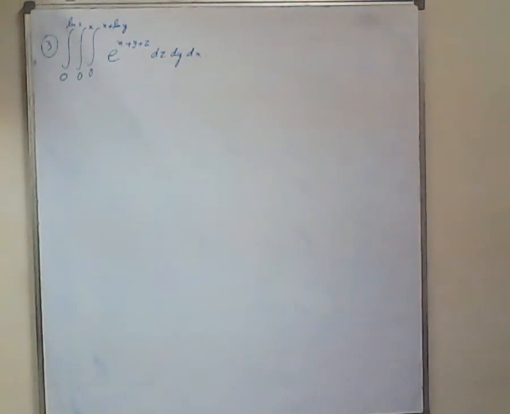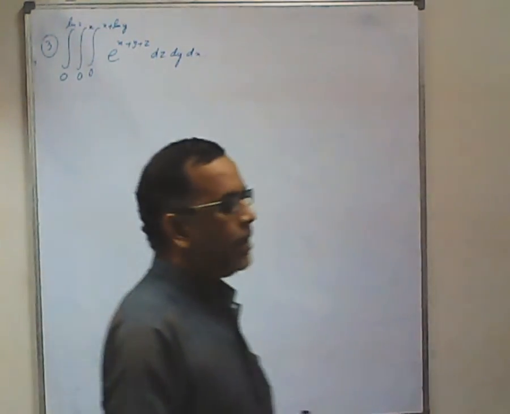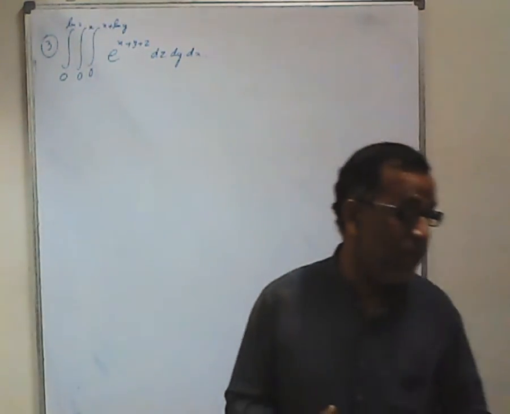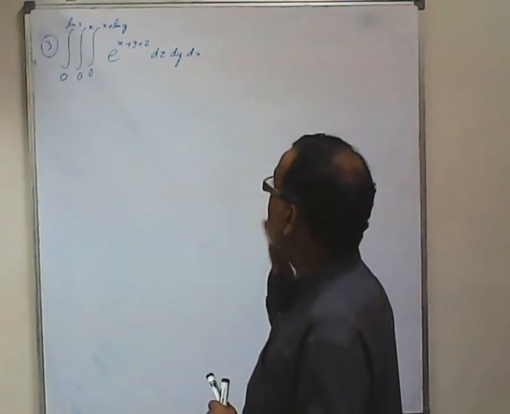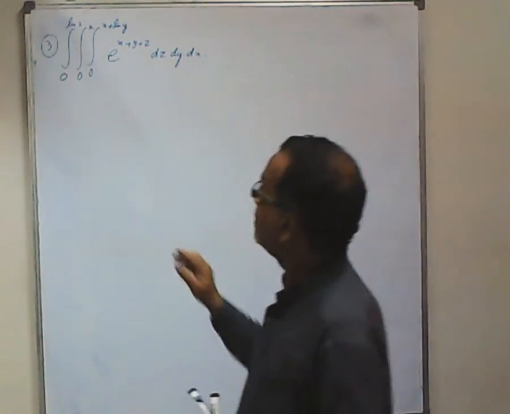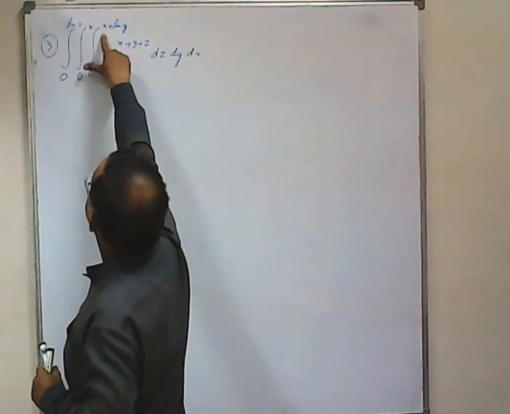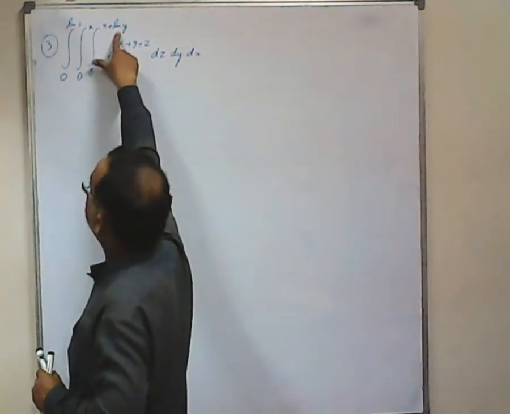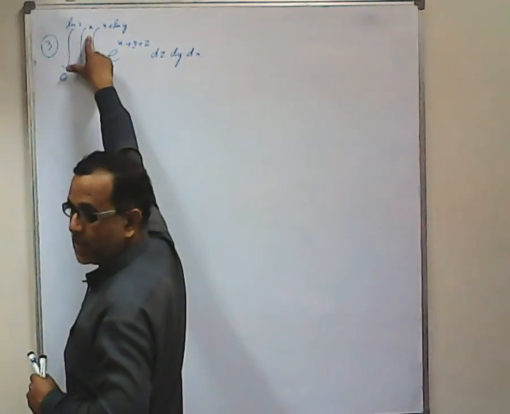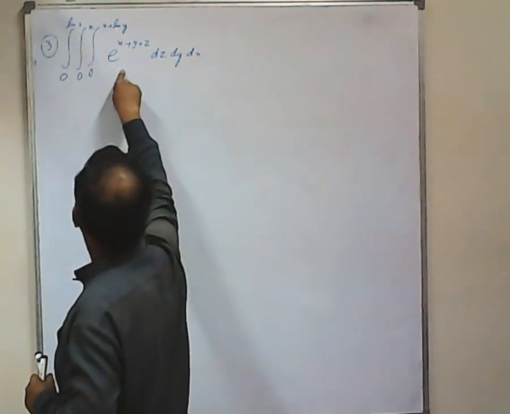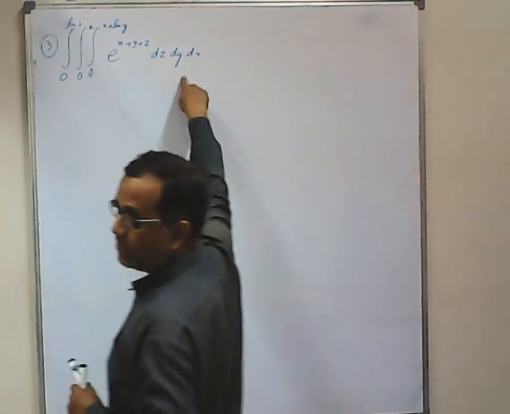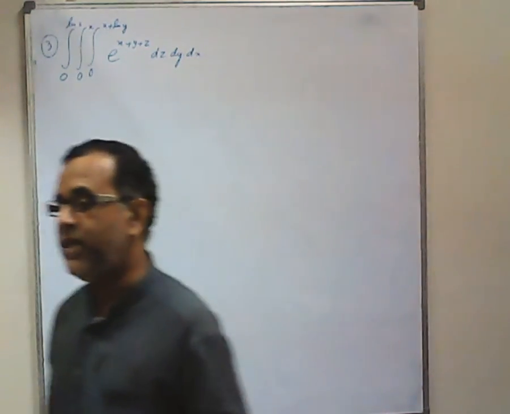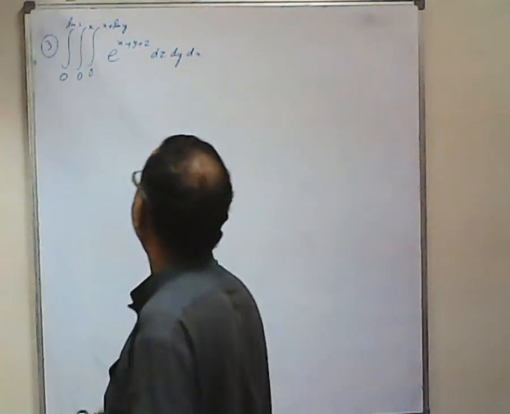So if you look at the limits, it is a clear indication again that we need to integrate with respect to z first, because in the limits of z there are x and y, just like the previous example, and then here we have x. So first we integrate with respect to z, then with respect to y, and finally with respect to x.